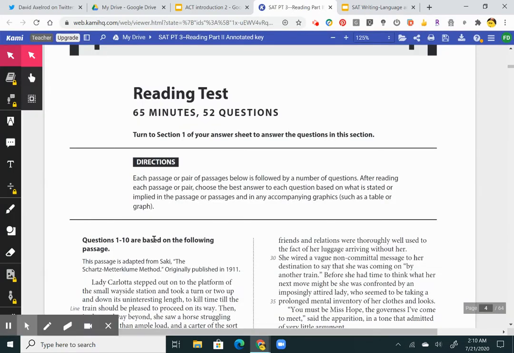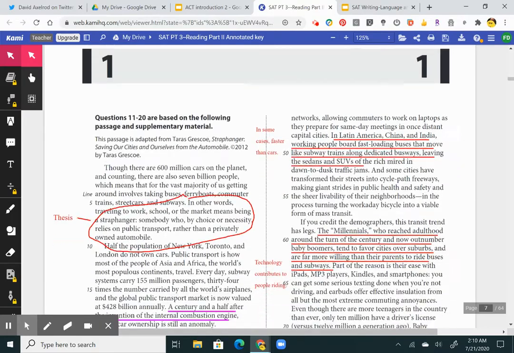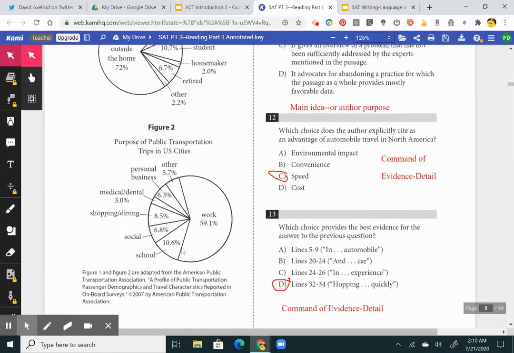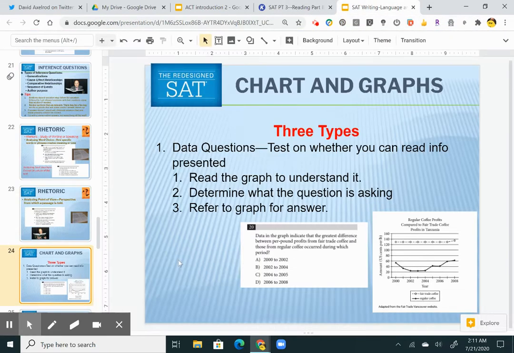I'm going to show you a chart and a graph here, just to show you. So here, I'm going to come back to this passage, but these are examples of charts and graphs. So how are they presented? Well, charts and graphs can also just be a straight data type of question. They test whether you can read the info presented. Now, read the graph, determine what the question is asking, refer to the graph for the answer. Often in the science section, you'll see this, or in a social studies passage like here.